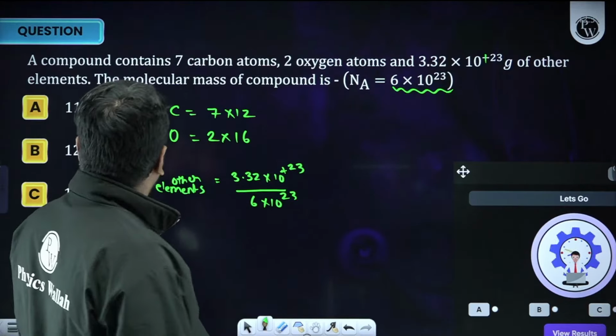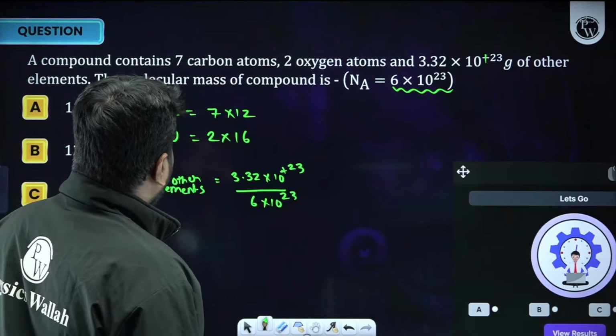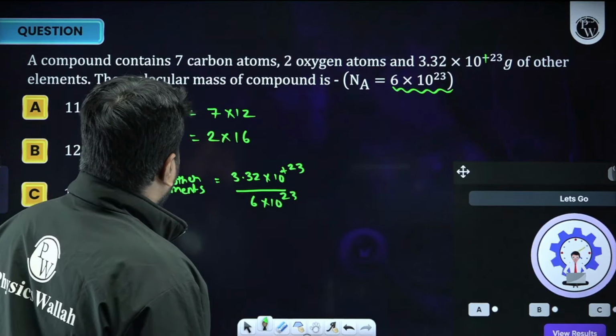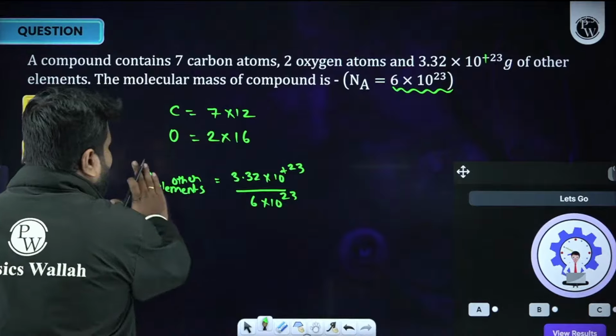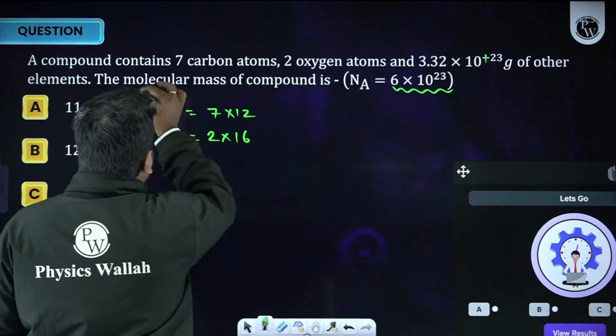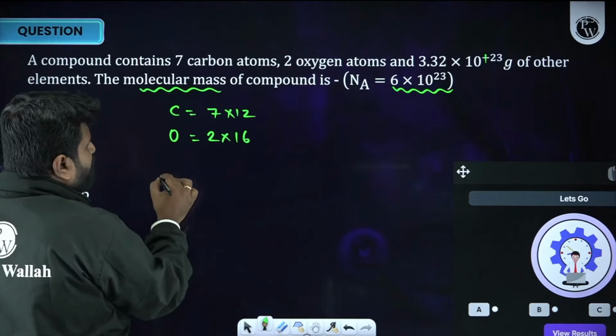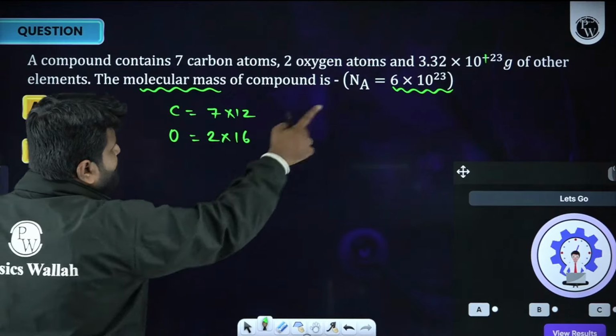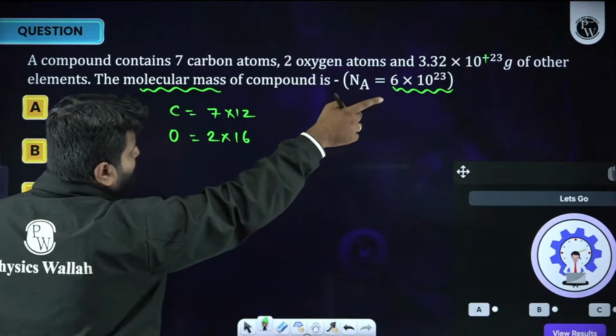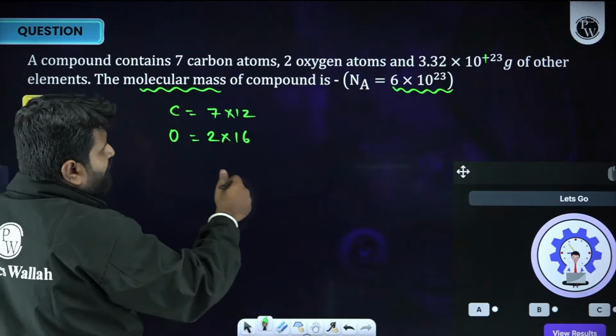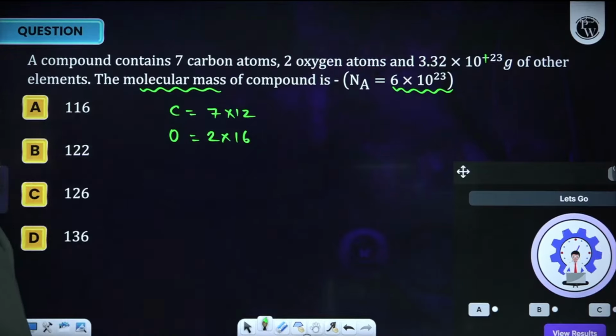One second. What have they given? Grams are given, right? Okay, directly I can find out the mass, no? What I'm doing, I can directly find only the molecular mass, no? I want to find the molecular mass, so how do I find it? Molecular mass is there, and what is given? Grams are given. So automatically I can multiply by Avogadro number.